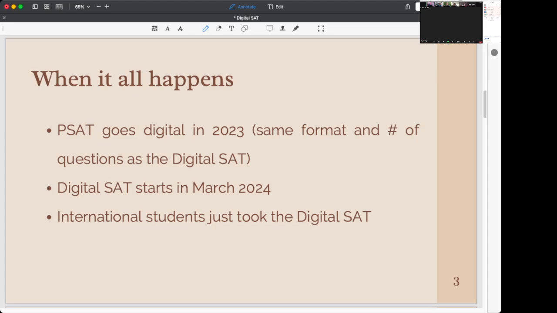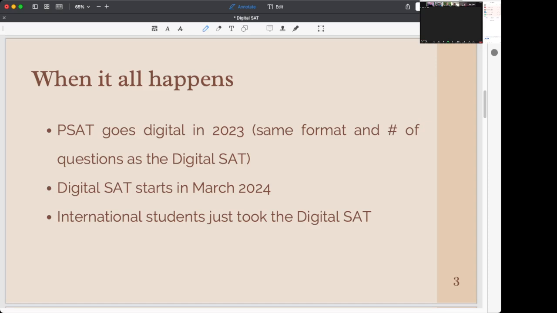As soon as the digital SAT comes onto the field, no more paper SAT unless you need a paper SAT if you have some kind of accommodations that require it. The international students who I talked about before, they just took the digital SAT for the first time in March. So they debuted it internationally first for whatever reason.